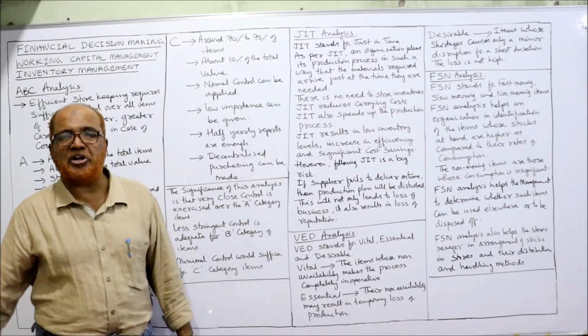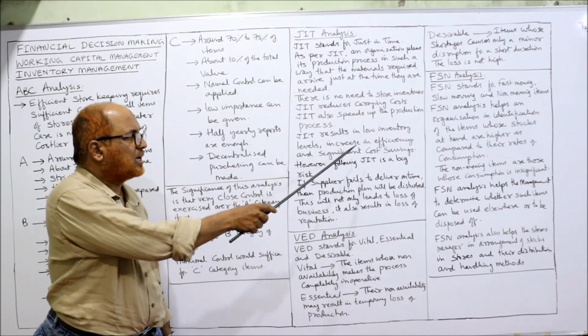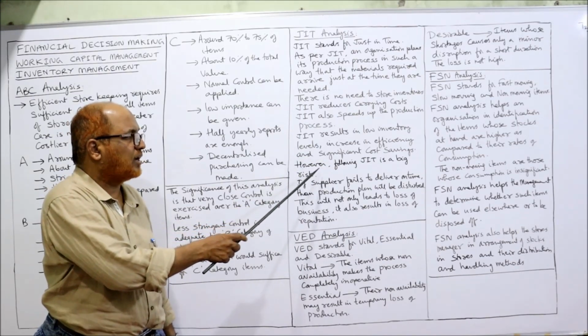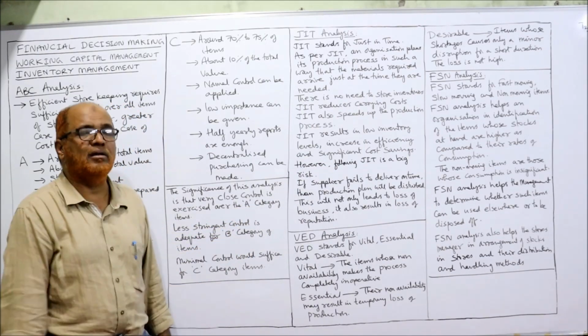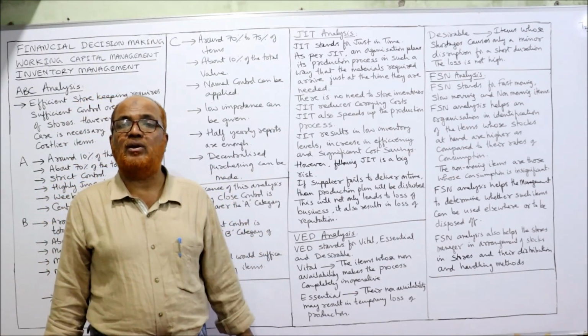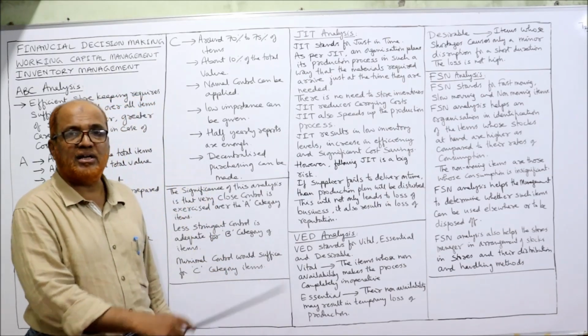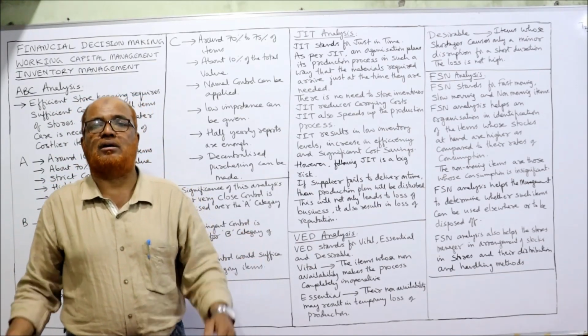JIT also speeds up the production process. And then JIT results in low inventory levels, an increase in efficiency, and significant cost savings. However, following JIT is a big risk. Many advantages are there, but it also has its own limitations and disadvantages. What is the disadvantage? It will carry a huge risk.